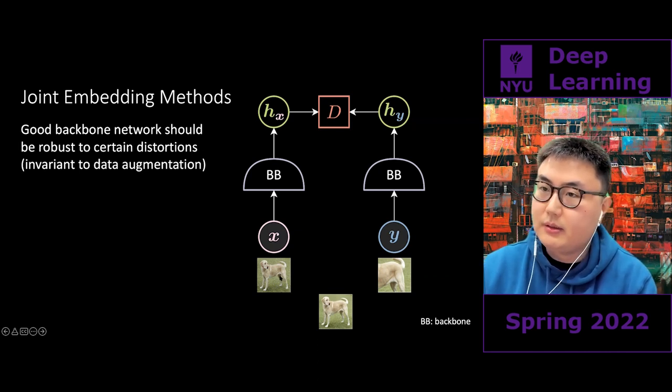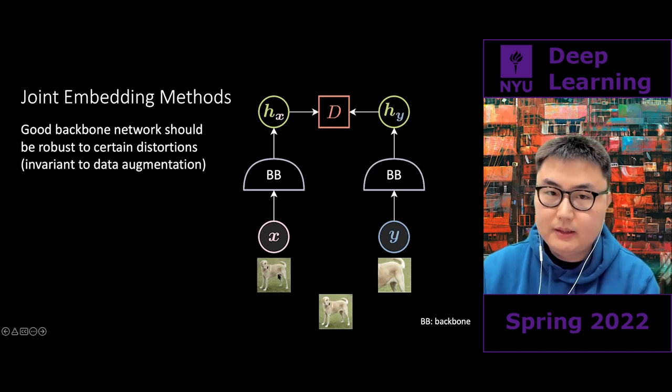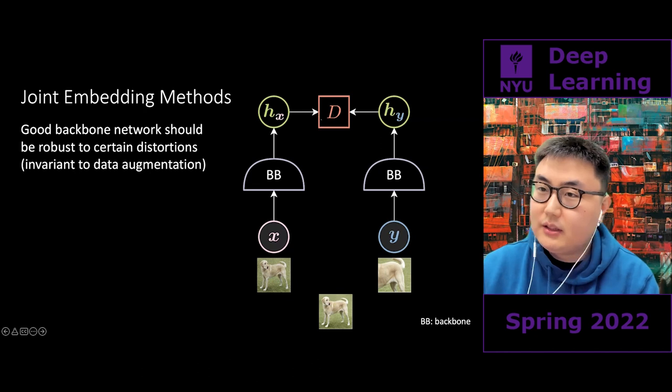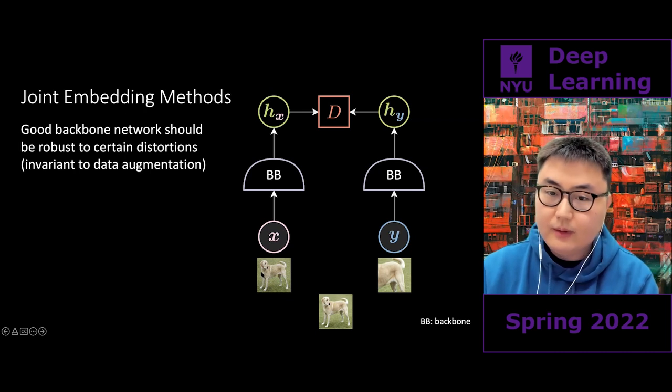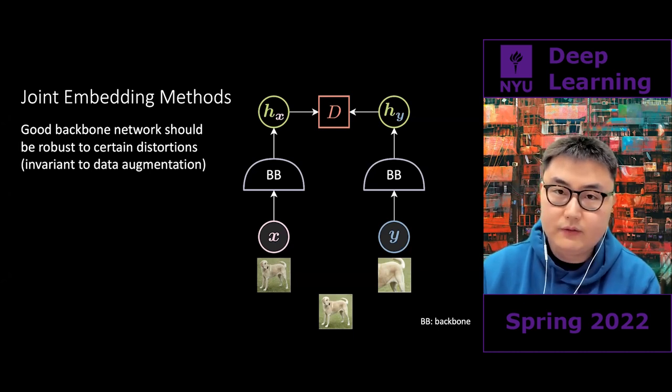That means the two images share some semantic information. But then a really bad thing happens: the trivial solution. Why? Because the network could cheat. It doesn't have to be invariant to data mutation, it can be invariant to the input. No matter what input you give it, it generates the same output, and then the distance will be just 0. So you get this trivial solution. The whole issue with the different joint embedding methods is just how you prevent this trivial solution.